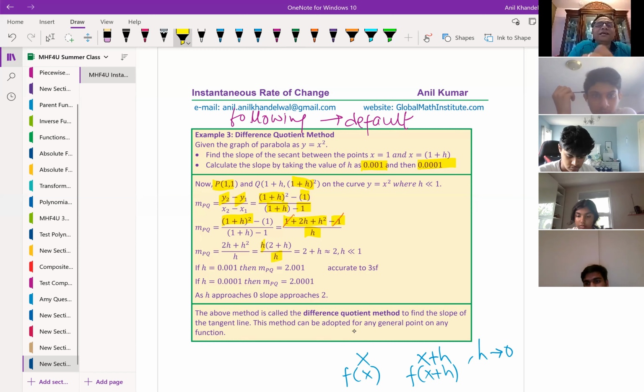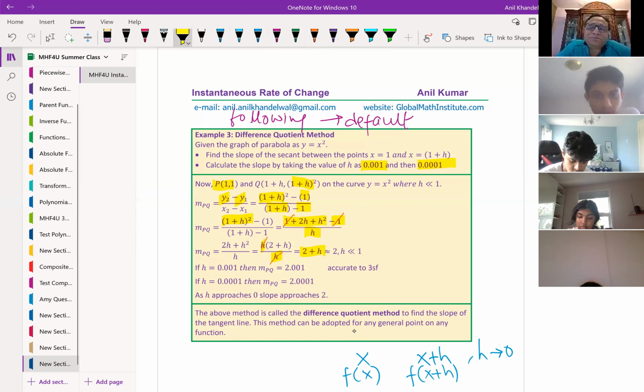Now this h can get cancelled. Do you see that numerator denominator? And we have simplified our expression. We get the result, which is the slope of the tangent, in this particular case, 2 plus h. Correct? Obviously, if I use h as 0.001, I get 0.001 type of accuracy. Yes? So the answer is 2 plus h, right?